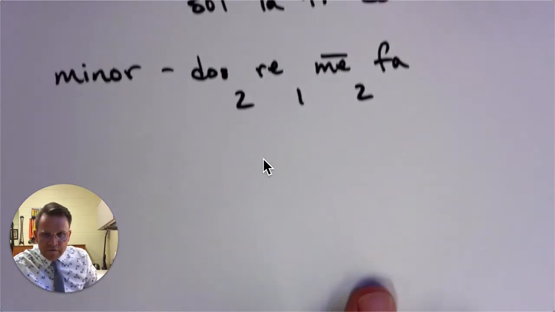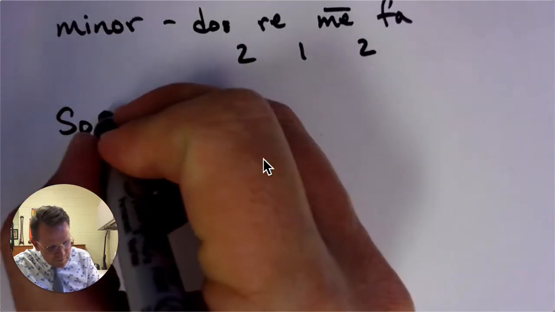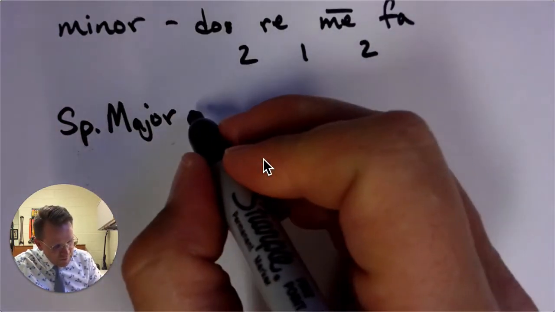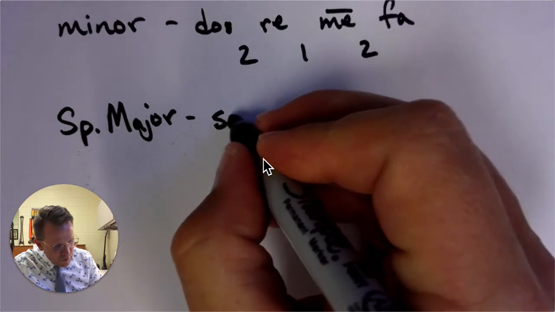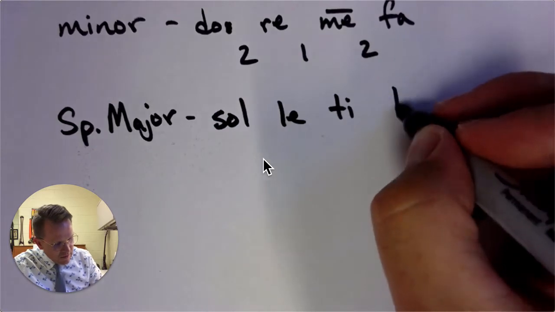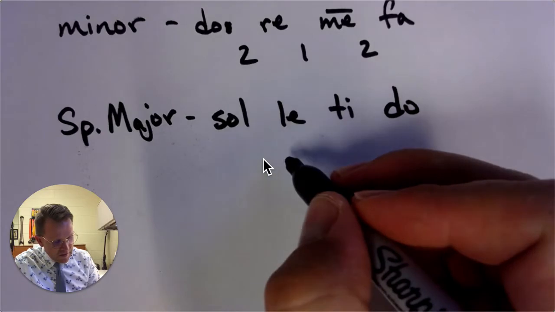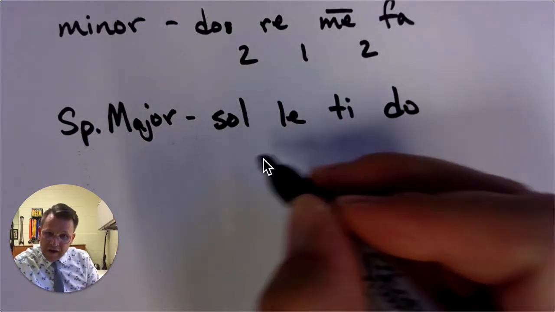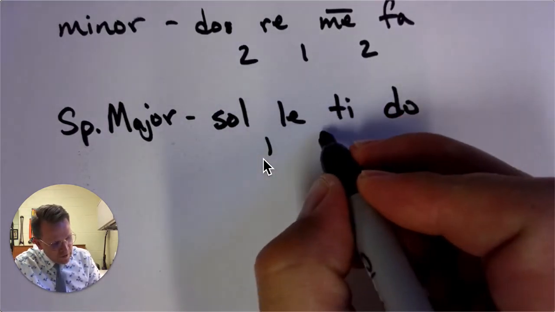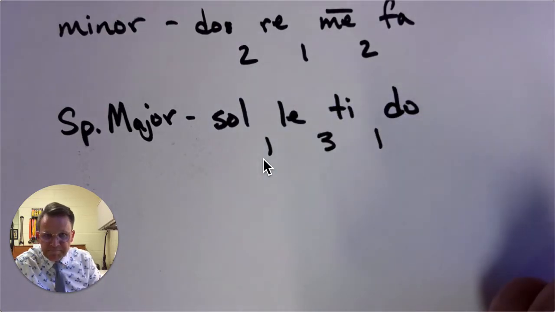We also have our Spanish major. And with Spanish major, we use sol, le, ti, do. This one's really quite unique in that it has a pull in directions both up and down, meaning le pulls to sol and ti pulls to do. The relationship is 1-3-1, and there's a really large space between le and ti.